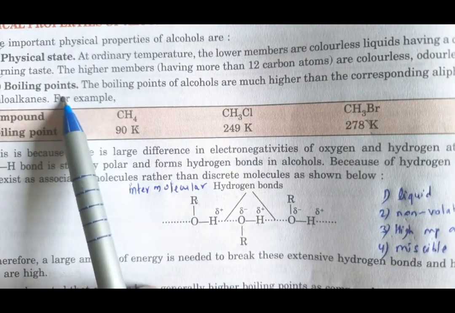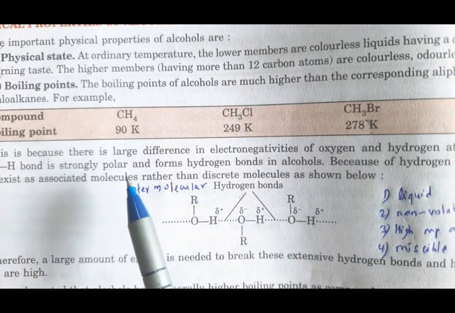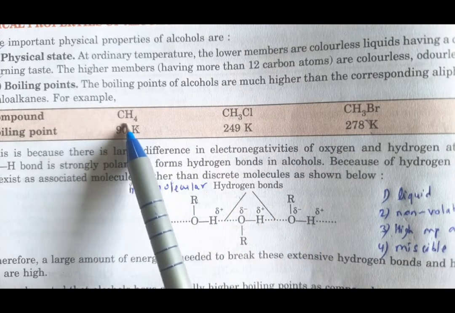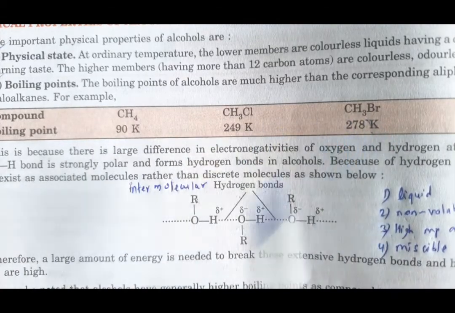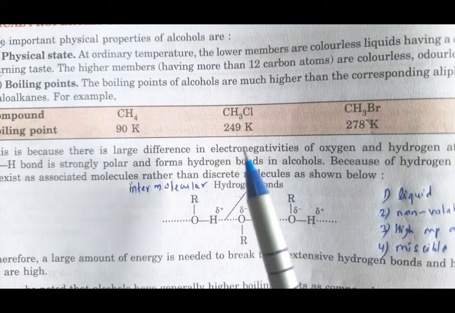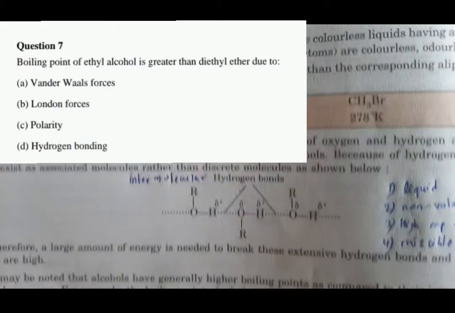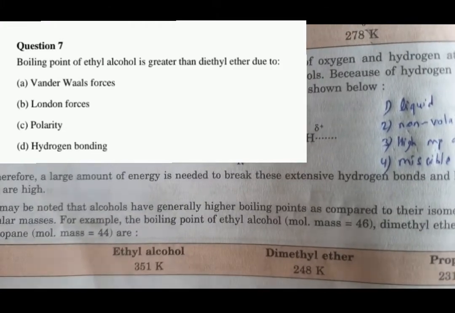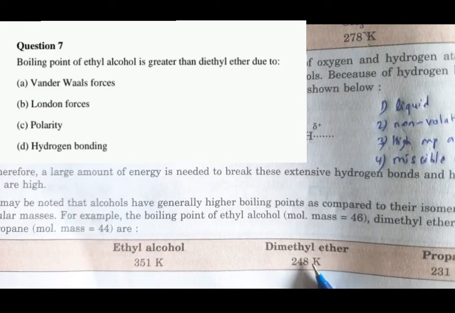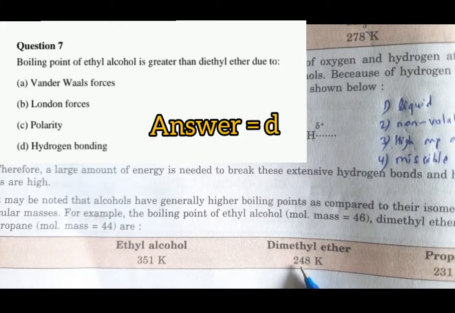Alcohol. Why? Because they show intermolecular hydrogen bonding, whereby their molecular mass increases, so they have high melting and boiling points. Whereas alkane and haloalkane do not show intermolecular hydrogen bonding, so their boiling point is comparatively less than that of alcohol, students. Not only that, even ether does not show intermolecular hydrogen bonding. Therefore its boiling point is less than that of alcohol.